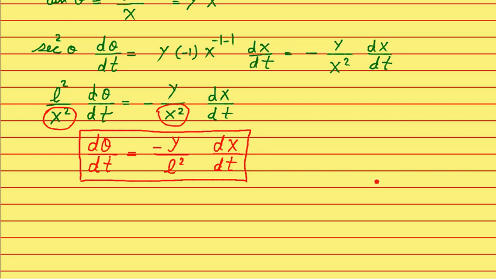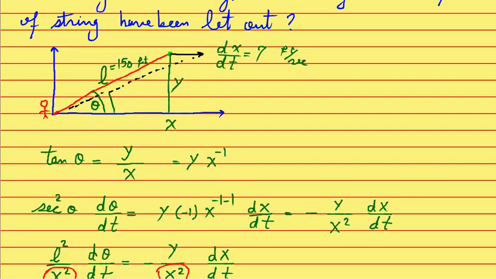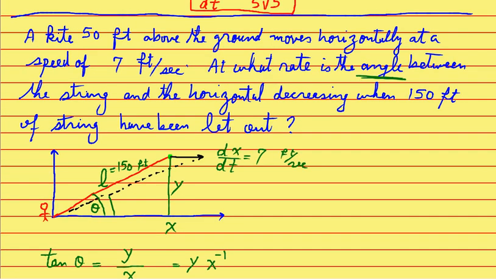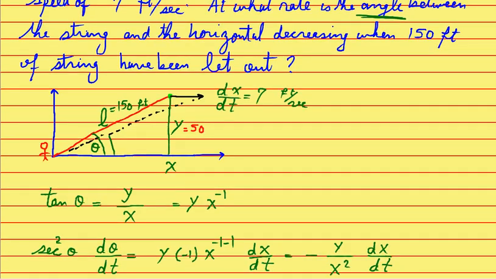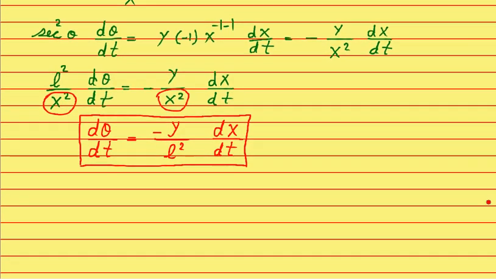99% done. The only thing left to do is just plug in the numbers that we were given. Let's see, what were we given? We were given that the kite is 50 feet above the ground. That is 50. Then L was given to be 150. Dx dt was 7. So let's see if we remember all these numbers as we go down here.